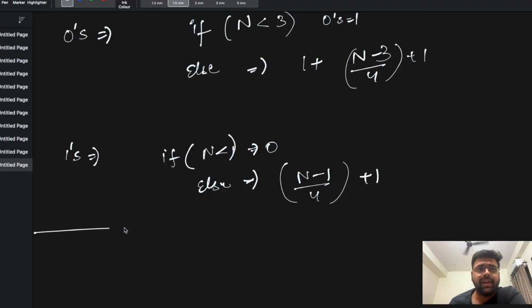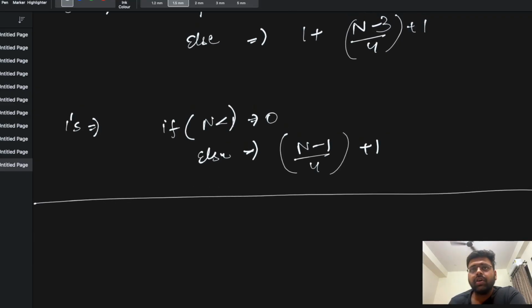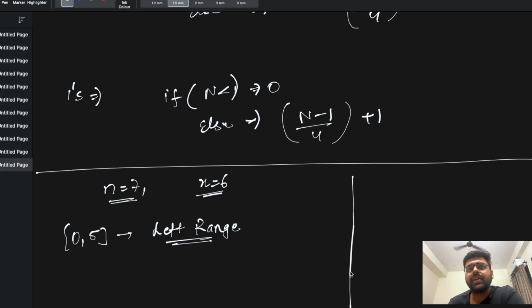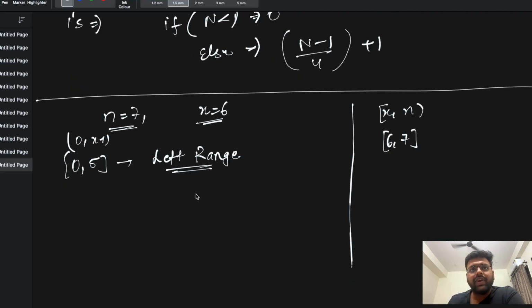Now let's dry run our entire logic for a given test case, like n equal to 7 and x equal to 6. Let me dry run the entire logic for this particular case. Let's consider the range between 0 to 5, and this is the left range. Here I am considering from 0 to x minus 1, and here it is from x to n, so here it would be 6 to 7. Now this is the left range and this is the right range.